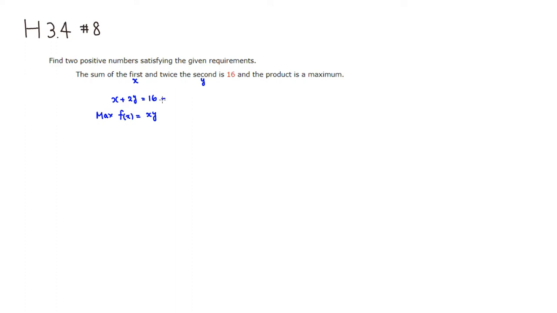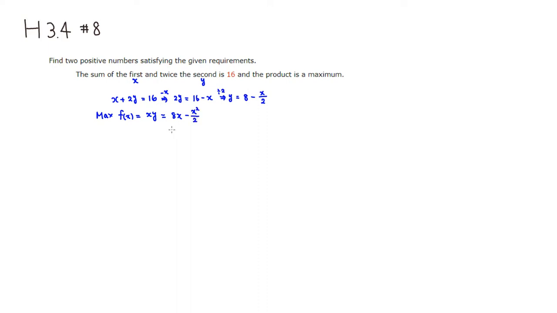From here, I'm going to solve for y, so subtract x, so that we have 2y is equal to 16 minus x. Then we divide through by 2, so that y is equal to 8 minus x over 2. Then we're going to just plug it in. I'm going to distribute, so x times 8 is 8x, and then we have a negative x squared over 2.